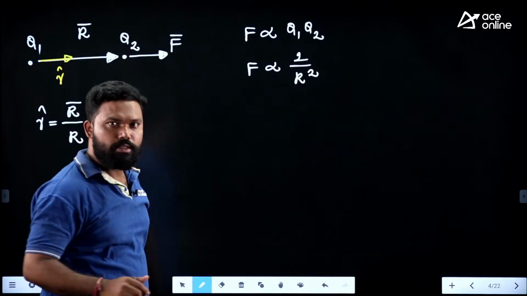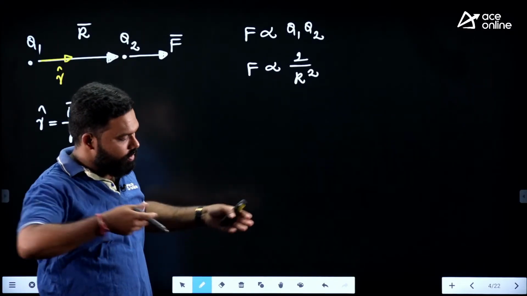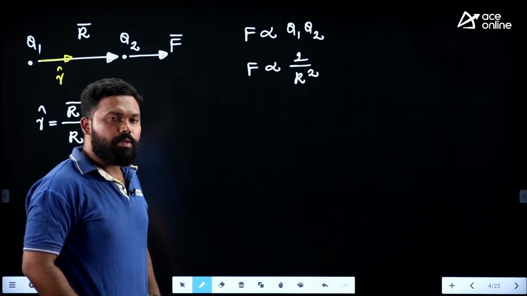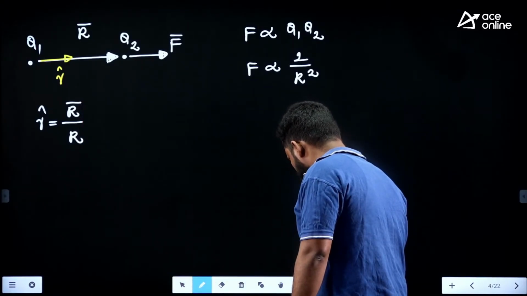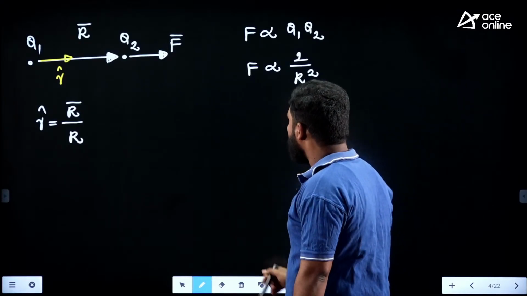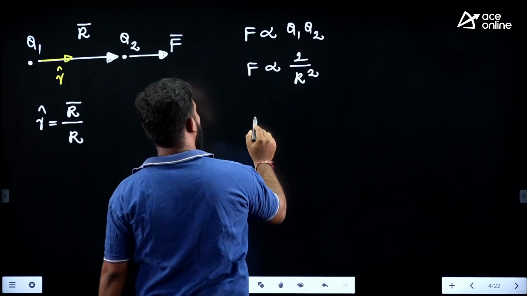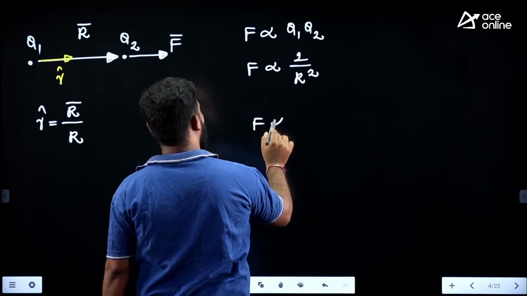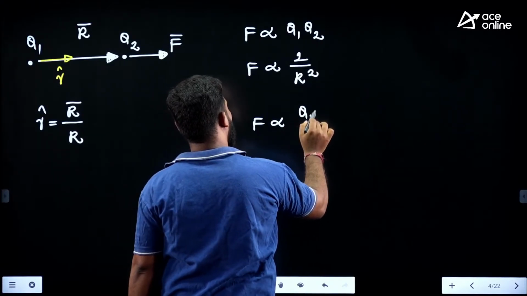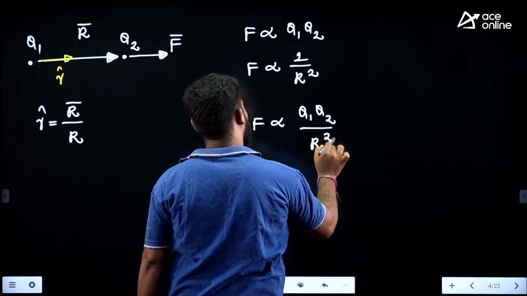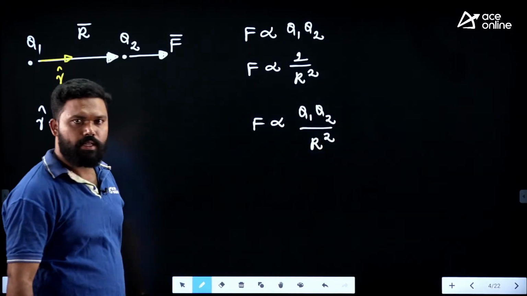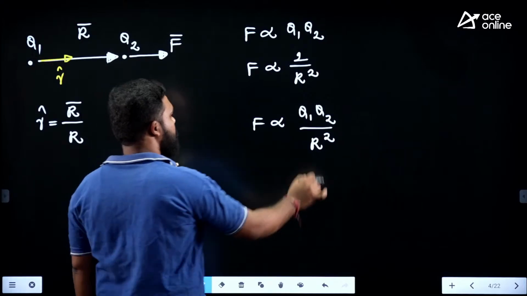It is an experimental result. Suppose if I increase the distance, what happens? The force between the two charges decreases. Is that clear? Fine. So just combine these two things. If you combine these two things, the force is proportional to Q1 into Q2 divided by r square. Clear? And there is a proportionality constant here.